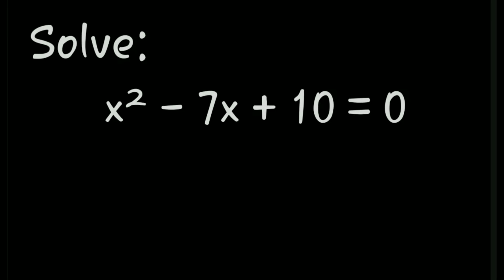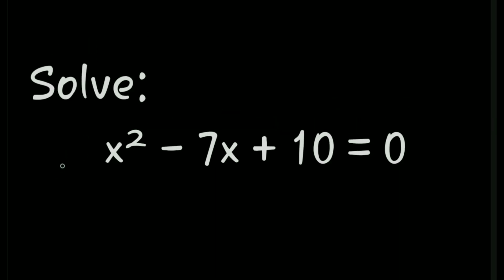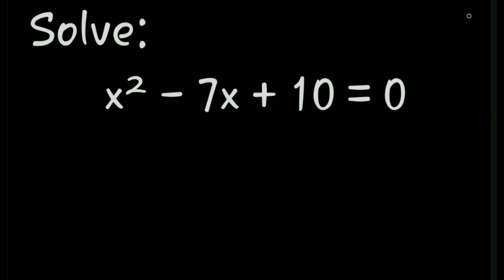Solve x squared minus 7x plus 10 equals 0. We're solving this quadratic equation using the formula method. The formula method is another method for solving quadratic equations.